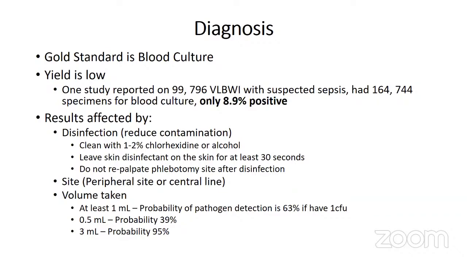So the recommendation is that when you're taking blood for culture, we should be taking at least 1 mil if we want to improve the chances of picking up the organism, if there's an organism in the blood.